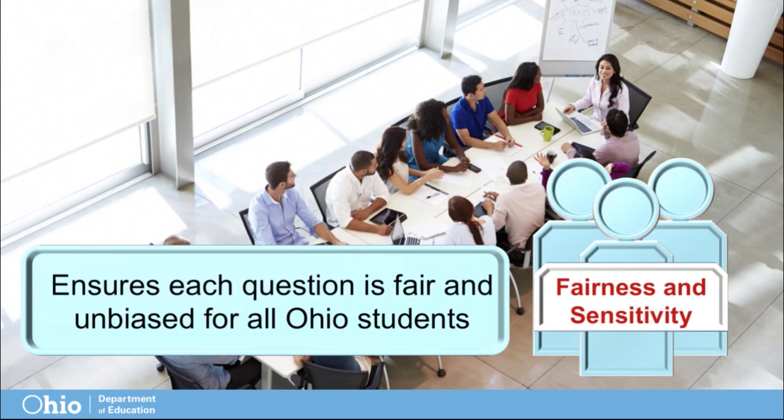The Fairness and Sensitivity Committee reviews and evaluates test questions and related test materials to ensure that each question is fair and unbiased for all groups of Ohio students. In addition, the committee confirms that test questions do not promote or inquire as to individual moral or social values or beliefs.